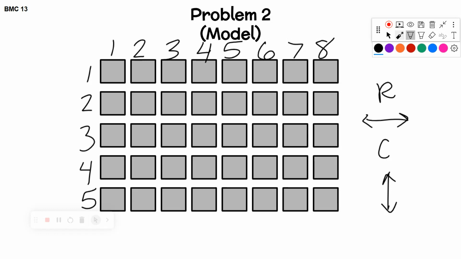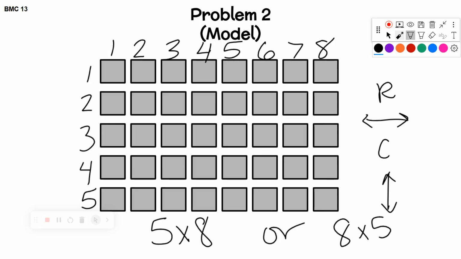Well, I know an array is for multiplication, so I can multiply these numbers. I could do 5 times 8, or with our commutative property, which we'll focus on in a little bit, 8 times 5. Well, I can count by 5, so 5, 10, 15, 20, 25, 30, 35, 40. So 5 times 8 equals 40, or I can also say 8 times 5 equals 40.